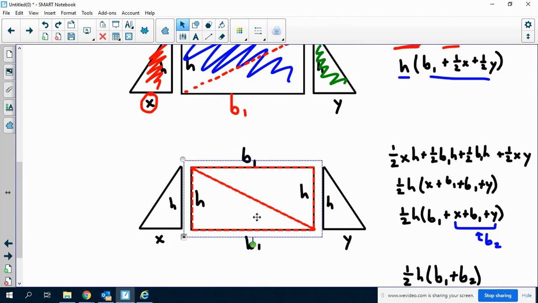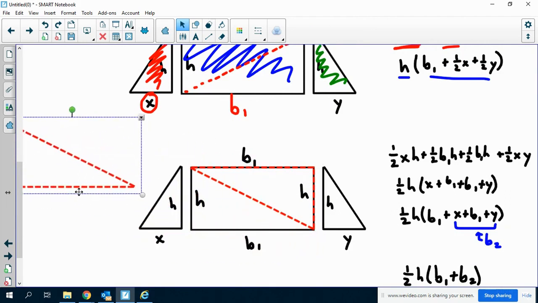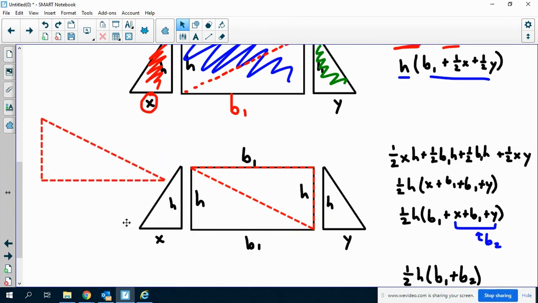And so if I do that, I'm just going to break the triangles apart. Oh, I didn't want to move all the H's. So we have an H still here, and we have an H over here.